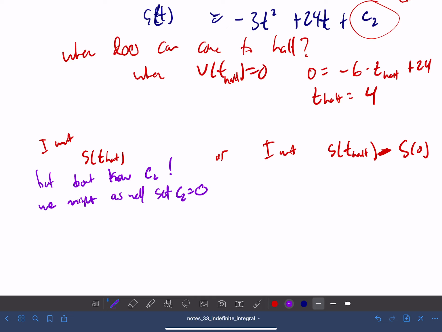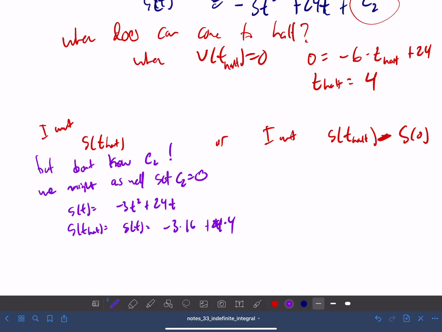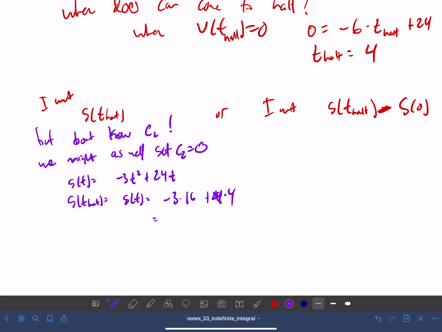If I do that, then I would have s of t equals minus 3t squared plus 24 times t plus 0. And then s of t halt equals s of 4 equals minus 3 times 16 plus 24 times 4, which is minus 48 plus 96, equals 48 meters. And that's the perspective our book takes when it does this problem.